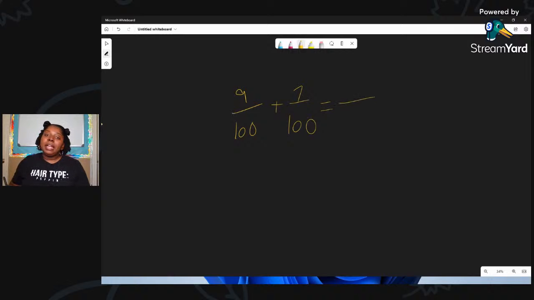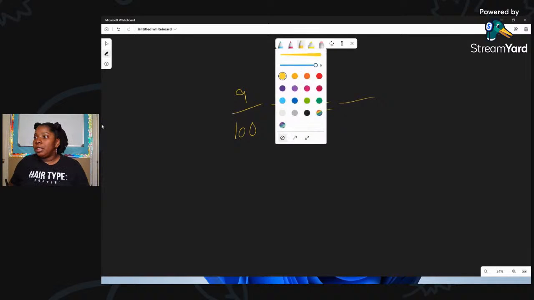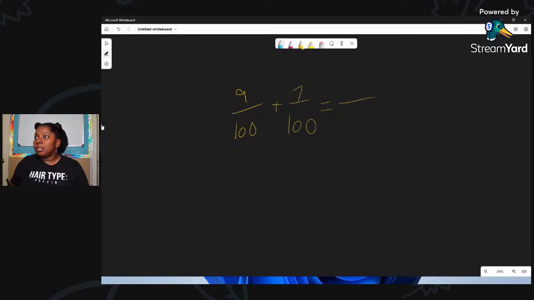So normally when they have the same denominators, why does my pen look thinner? I'm so confused right now. Did y'all notice that? I don't know what's happening.